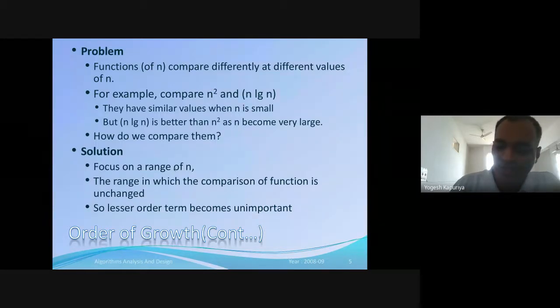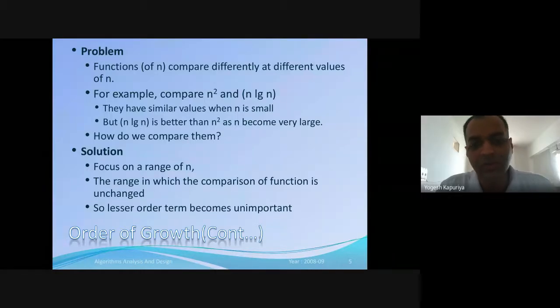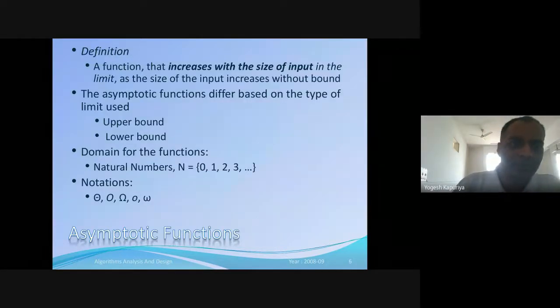But again, the question remains the same: how do we compare them, basically? So the solution is to focus on the range of values of n, and you have to identify a point after which there are no variations in the outcome. After that point, that means after that value of n, your equation 1 is always going to be greater than equation 2. Now the objective is to identify that point.